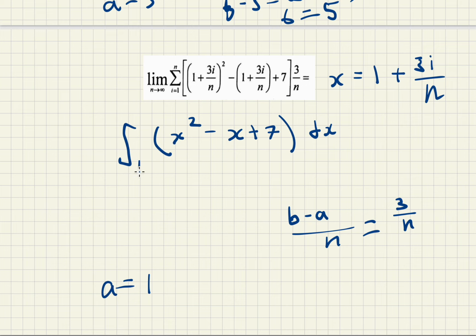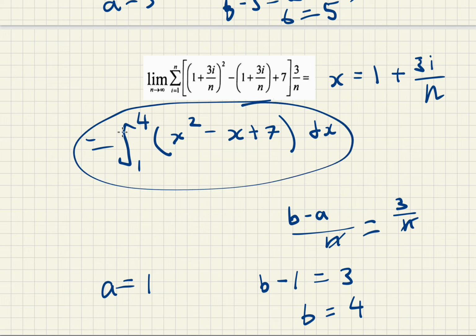So using this, we can write our lower bound is equal to 1, and our upper bound, we can just use this formula. b minus 1 is equal to 3. The n's cancel out. So b is equal to 4. And we can write this. And so that is our answer for this question.